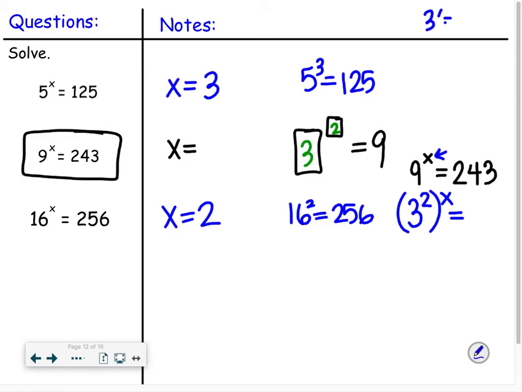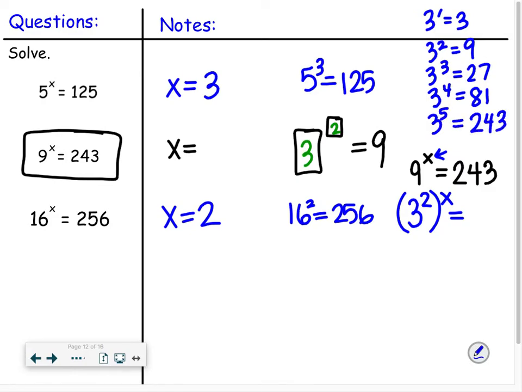3 to the first is 3. 3 to the second is 9. 3 to the third, 27. 3 to the fourth, 81. 3 to the fifth is 243. So writing these numbers 9 and 243 with what I call a common base.